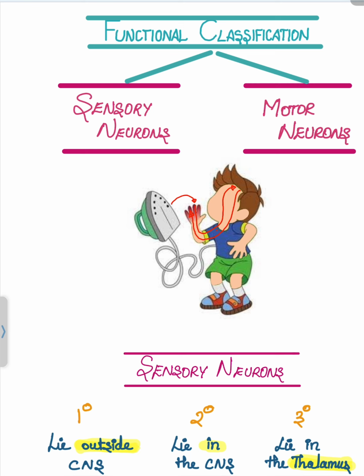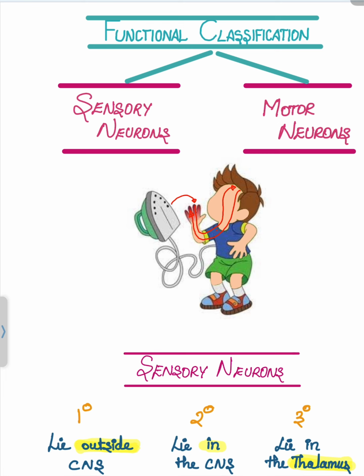In this video, first we will discuss the functional classification. In the previous video, we stopped after discussing the anatomical classification of neurons. Now we will continue with the functional classification of neurons. We functionally classify neurons into sensory neurons and motor neurons. The name itself says that we are going to classify them based on their function.